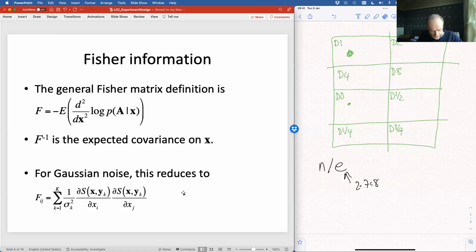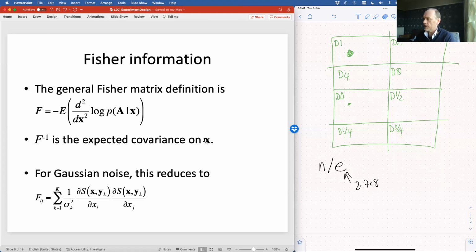So as I said at the start, a key tool in that is this object, the Fisher information matrix. Its definition is there on the slide, and I'll come back to that in a second. But once we've estimated it, its inverse is the expected covariance on our parameters. So exactly what we said that we needed on the previous slide.